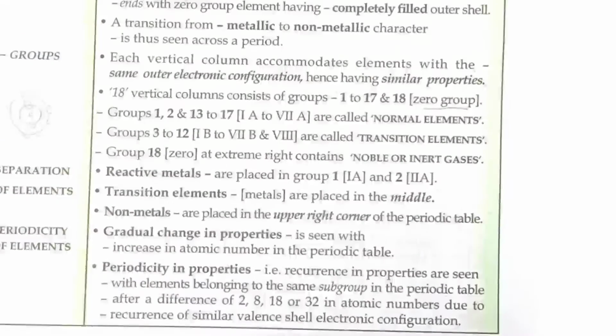Separation of elements. So how to separate these elements? Reactive metals were there. You studied reactive metals in your ninth standard. Reactive metals are placed in group 1 and group 2. Transition elements, metals, are placed in the middle, and non-metals are placed in the upper right corner of the periodic table. So position is explained.